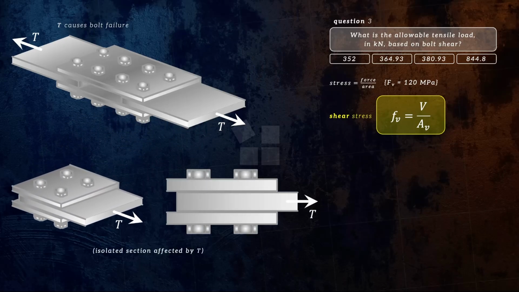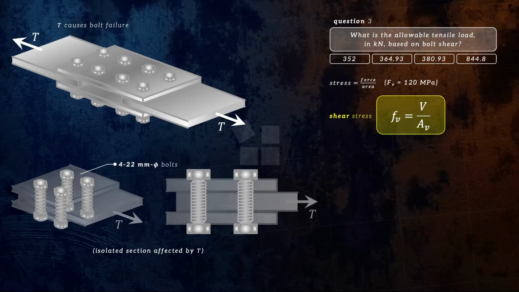The one you see at the right is simply the side view of the isolated section we considered. From the isolated section, if we consider the bolts involved or affected by the tensile load T, which causes bolt failure, we can see that there are 4 of the 22 mm diameter bolts used in our connection. And now, we can see where the shear area AV is, which we must consider in solving what is being asked in this question.